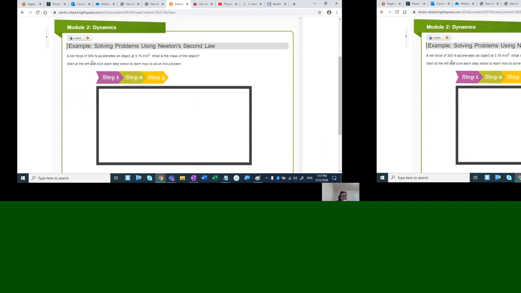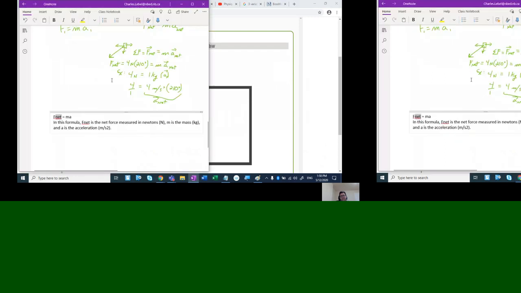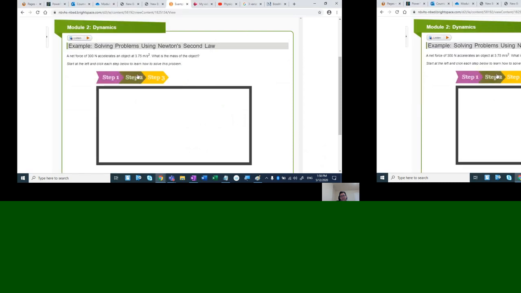Problem solving. So here they're pretty sweet. They're telling you the net force already, so you don't have to calculate it and find out using the vector calculation, which you have to be good at normally. They just give you the net force, 300 Newton. They don't even tell you the direction. Accelerates an object at 3.75 meter per second square. What is the mass of the object? You can see that it's clearly just an F equals ma problem.